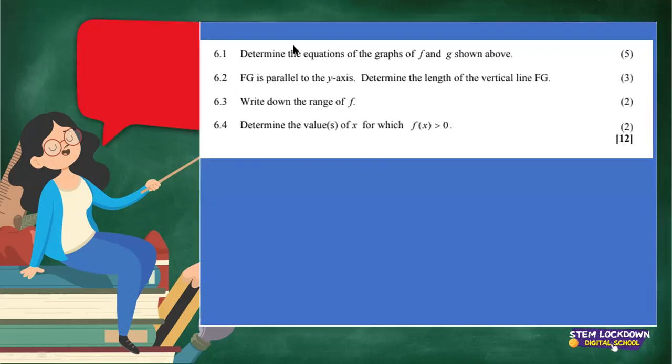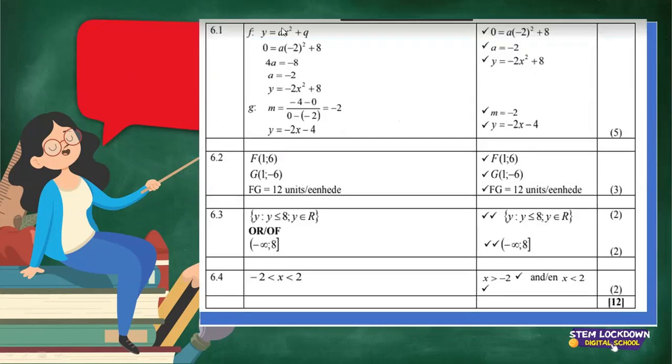Using the point minus 2, 0, when y is 0, x is minus 2. So minus 2 squared is 4, then 4a plus 8 equals 0, so a equals negative 2. When we put it here, we have negative 2x squared plus 8. Okay, that's that.